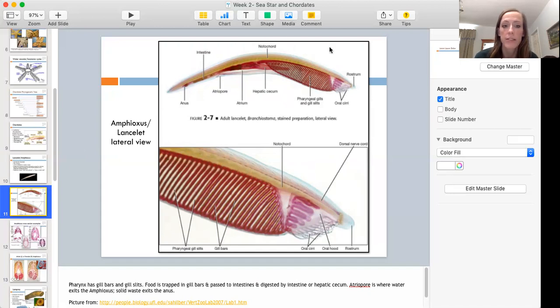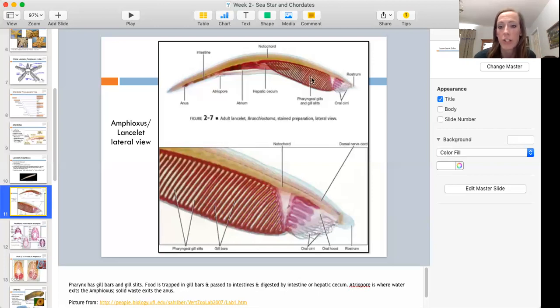So this is the lateral view of the whole amphioxus or lancelet. And then this is an enlargement of the head region. And I think this looks very similar to your pictures in your lab manual. So if you look, this is basically a cleared preparation. You can actually see the internal structures very well.